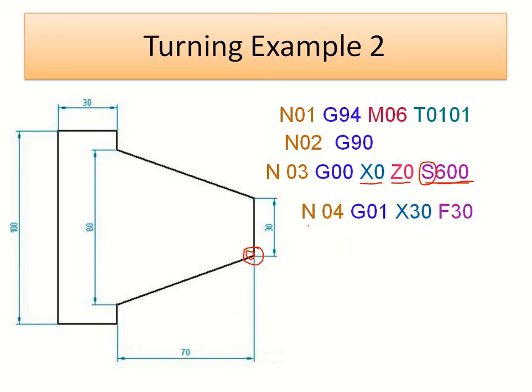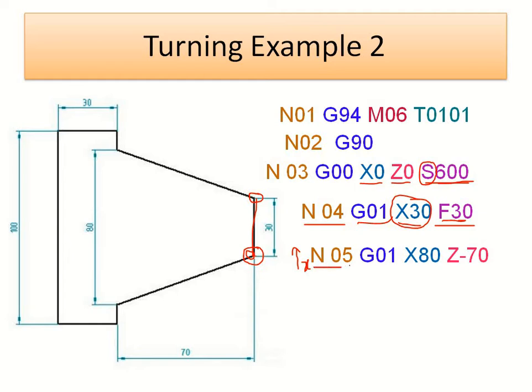Now the fourth block, we can represent with the number N04. G01 is nothing but the linear interpolation, X30 and F30. X30 means the position towards the upward direction, that is the X we take as positive, and the diameter is 30. So the tool will travel to this position, and the feed given is 30.